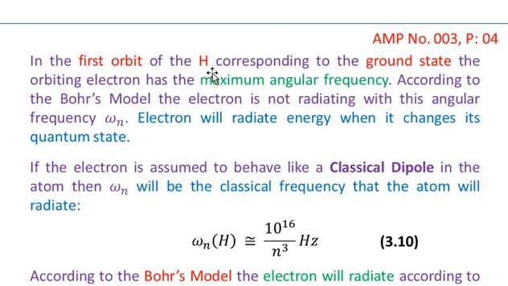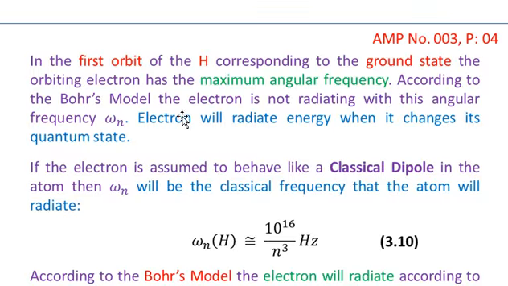In the first orbit of hydrogen, corresponding to the ground state, the orbiting electron has the maximum angular frequency. Because the orbit is closest to the nucleus, it will have the highest value of the angular frequency. And when the electron moves away from the nucleus, that is, it attains higher values of the quantum number, then of course the angular frequency will decrease.